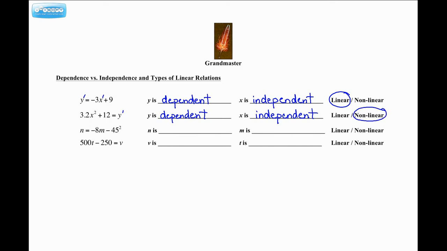The next one, we're choosing different letters, but it doesn't matter what letter you choose: x or y, n and m, p, q, doesn't really matter. In this case, n is isolated, so I would argue that n is dependent because it's by itself. Therefore, m is the one we're free to pick numbers for and evaluate, so it's independent.